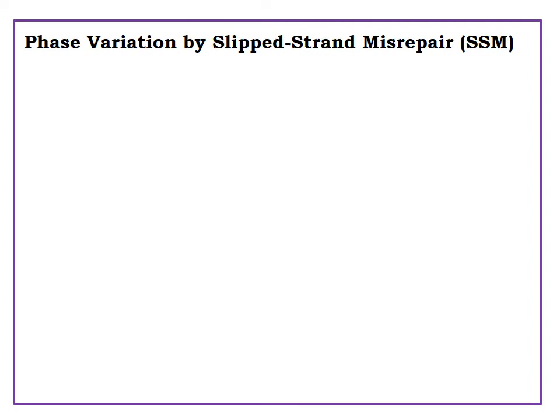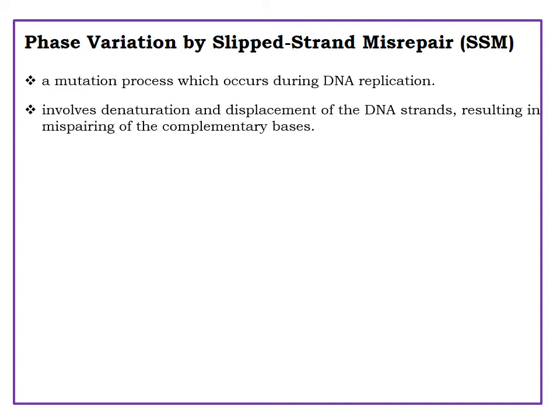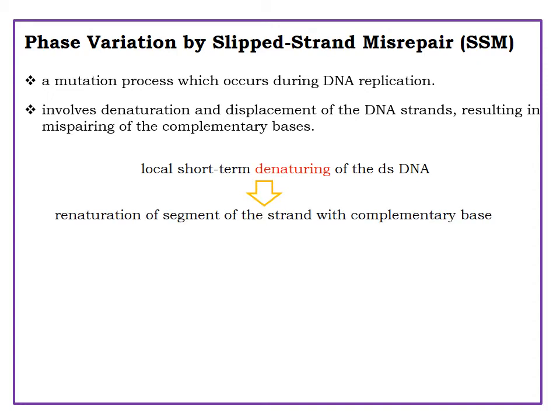Slip-strand mispairing is a mutation process which occurs during DNA replication. Here, denaturation and displacement of the DNA strands occur, which ultimately results in mispairing of the complementary bases. In this process, first the double-stranded helix DNA molecule is denatured locally for a short term, and then the segment of the strand is renatured with some other area containing the complementary base, but not with the original strand. Slip-strand mispairing works as a phase variation mechanism in certain bacteria.